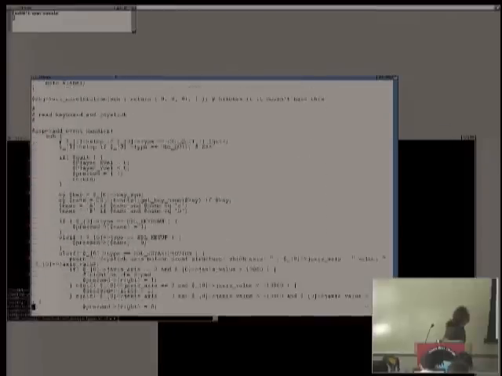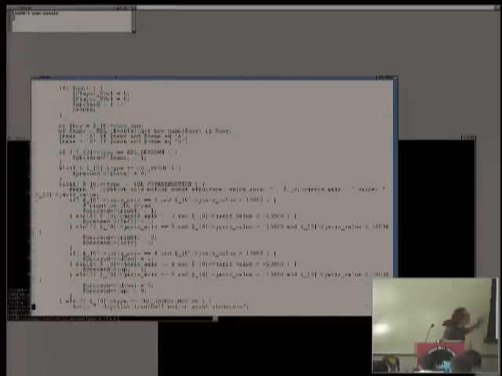Okay, finite state automata enemies. I promise you guys, finite state automata enemies.